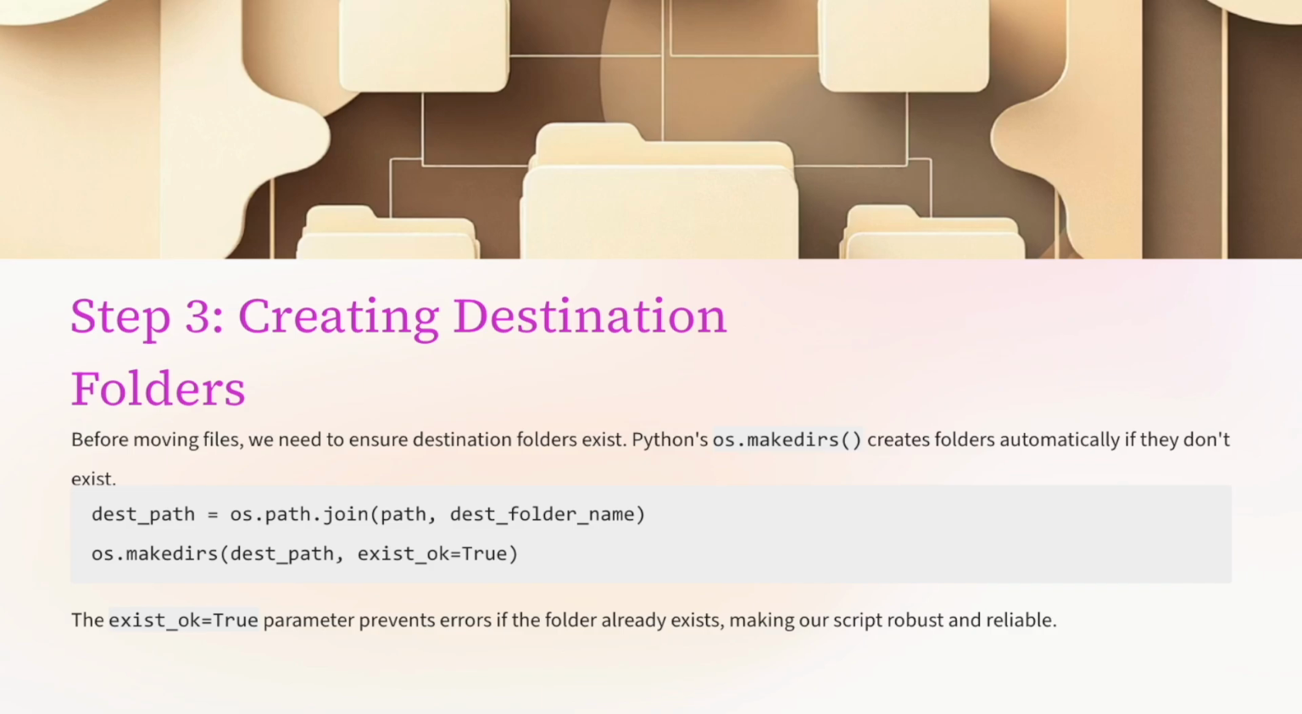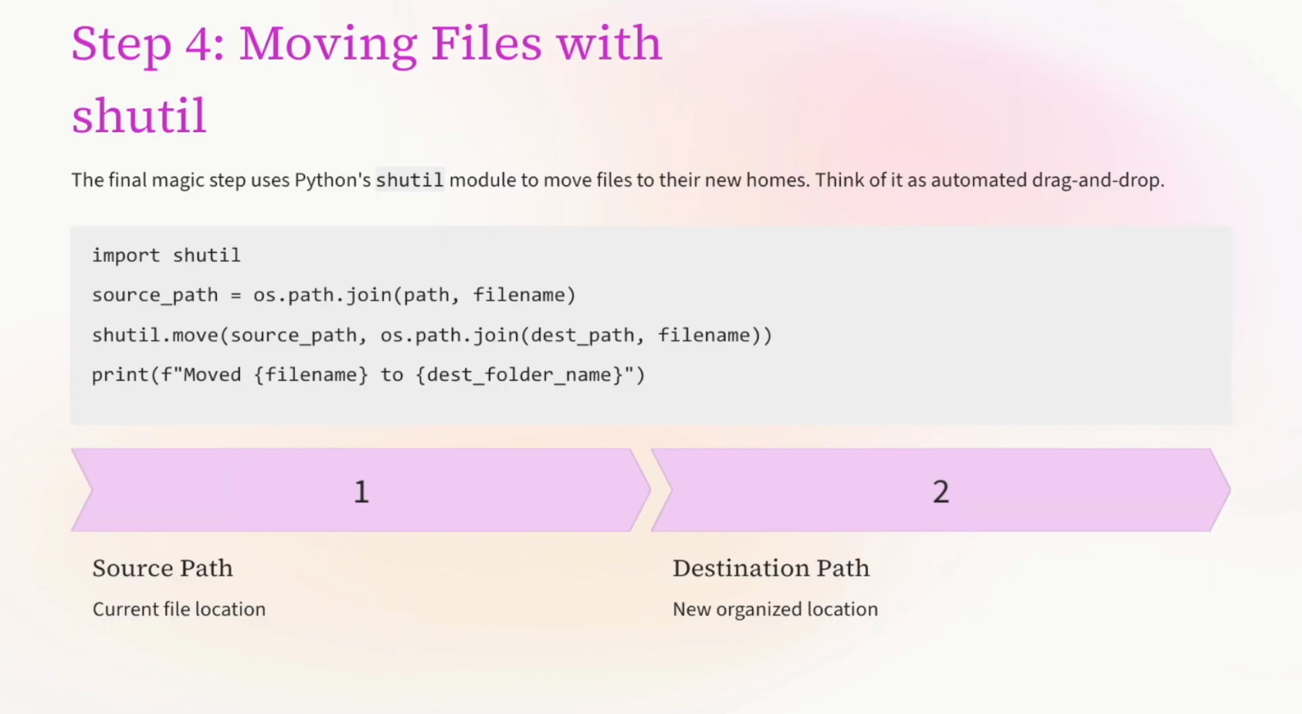All right, now for the magic. How do we actually move the file? On this last code slide, you can see we import the shutil module. With our source path and our destination path all figured out, we just call one single powerful function, shutil.move. That's it. That one line does all the heavy lifting of moving the file from the messy folder into its new organized home. The little print statement below it is just for us so we can see a log of what the script is doing.